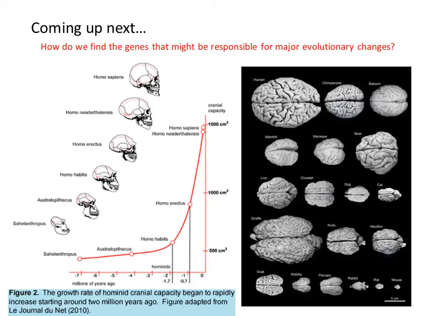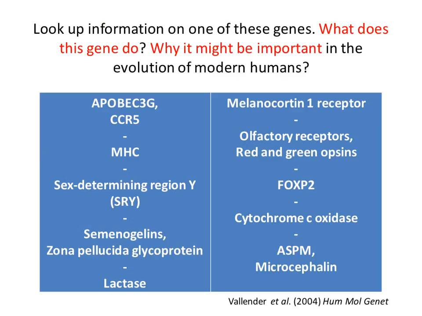So how do we figure out what genes are responsible for things like changes in brain size? What I'd like you to do for next class, come prepared to discuss. Here are a number of genes in humans. Pick one of them, Google it, look it up on Wikipedia, look it up on omim.org, and come prepared to talk about what this gene does, pick one at random, and why you think that gene might be important in how modern humans have evolved recently. And we'll start next class with that.